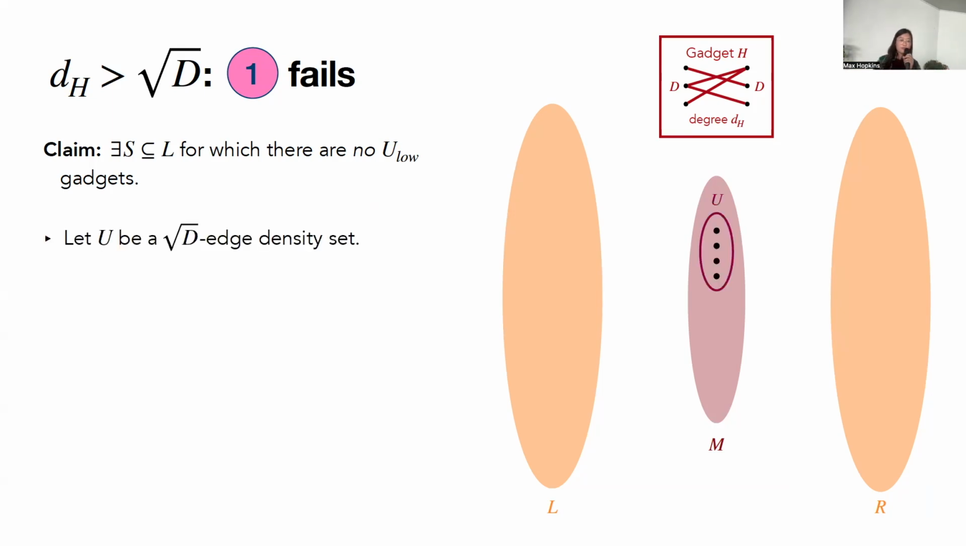So let's define the set. So we start by keeping in our mind the set U that we said earlier, the root D edge density set. And we're going to define S as all the edges within the set U.